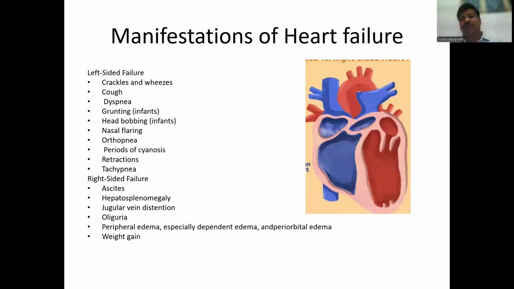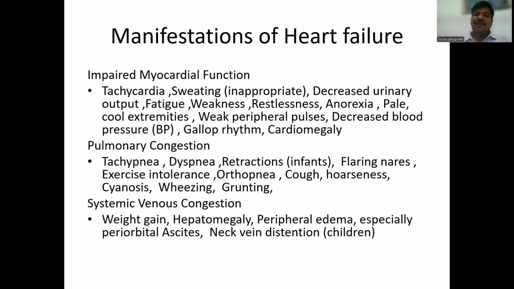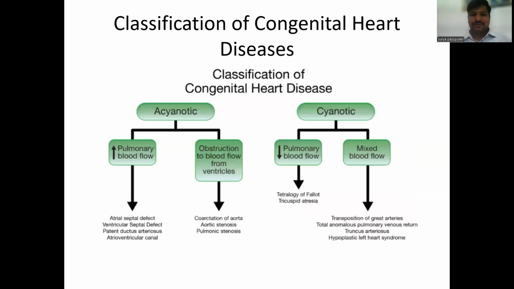Along with this, we can see oliguria and weight gain. And the classification of congenital heart diseases: the congenital heart diseases are classified into two types, cyanotic heart diseases and acyanotic heart diseases.